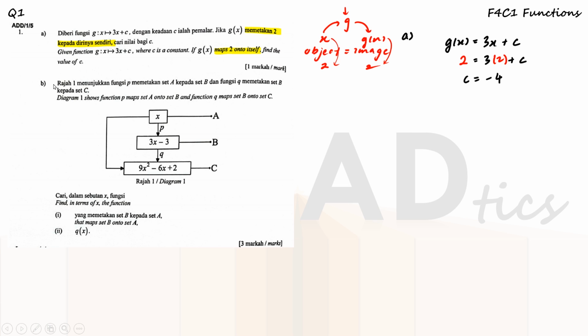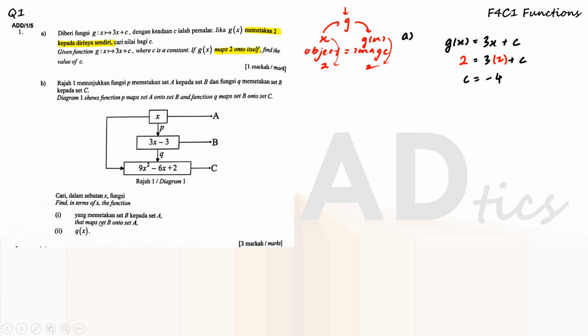Right? So for part B, we have this flow here. So this means that, for example here, if our object is x, we apply it to this function, it will produce this image. And if this is the object, if I apply it to q, this will be our image. Alright, so for part 1, we need to find the function that maps set B onto set A.